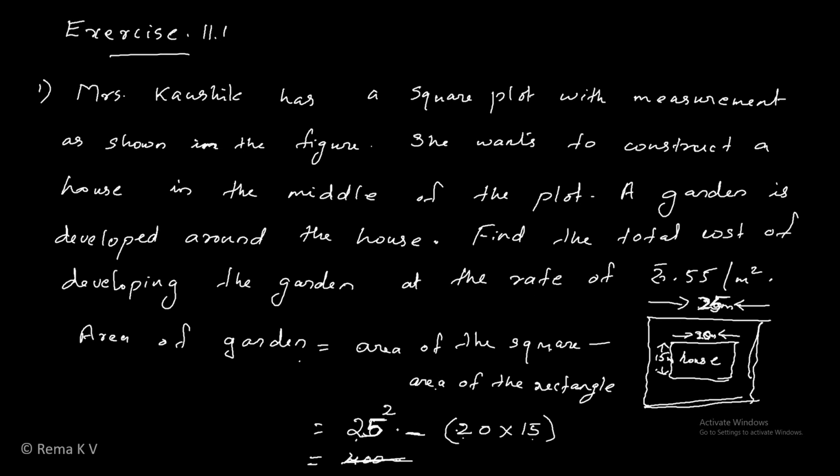25 meter. Then 25 square is 625 minus 15 into 20, which is 300, and this is equal to 325 meter square. This is the area of the garden. The area of the garden is 325 meter square.